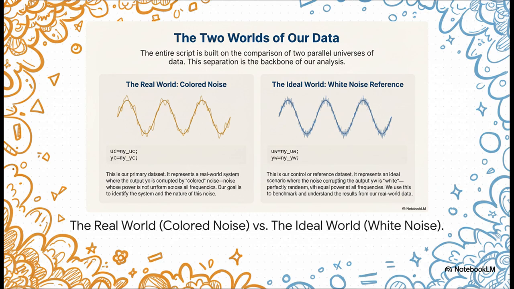And yeah, it's messy. It's corrupted by something we call colored noise, which basically just means the noise isn't random. It has its own hidden structure. Then on the right, we have the ideal world. This is our perfect reference, our control group. Here, the signal is corrupted by pure white noise, which is perfectly random and has the same power at every single frequency. By constantly comparing our messy, real-world results to this clean, ideal world reference, we can start to uncover the truth hidden in our data.